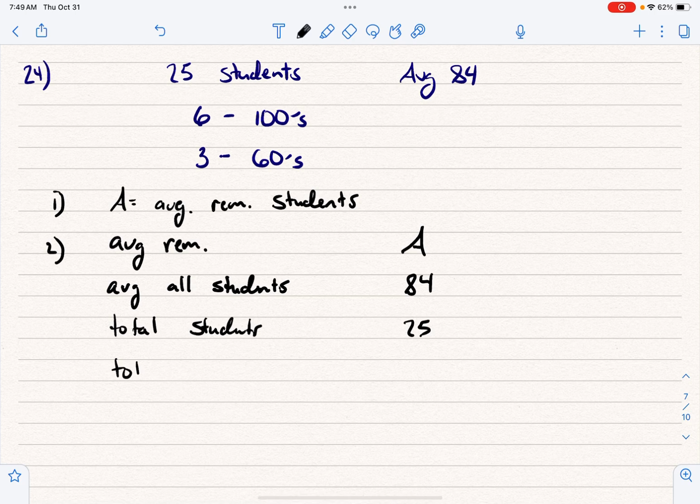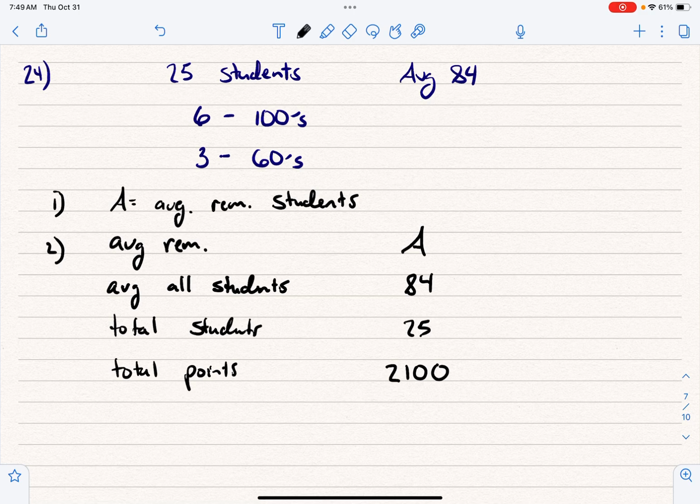If you think about the total number of points, if there's 25 students and together they average an 84, then you could multiply 25 times 84 and you'd get 2,100. And 2,100 is basically the total points. It's 2,100 that when divided by 25, you get that average of 84. That's the total number of points.